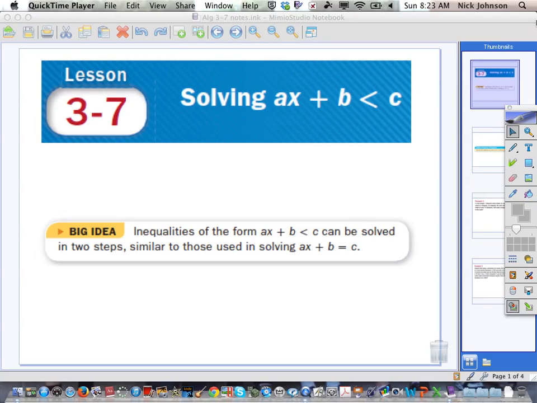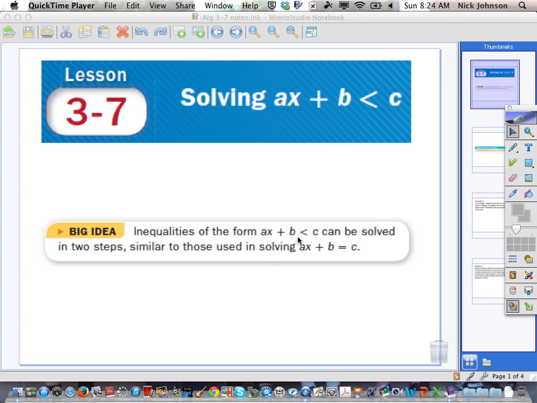Today what we're going to talk about is lesson 3-7, solving ax plus b is less than c. What they're going to do for us today is give us some word problems, and we need to put them into this form so then we can solve for it. Okay?